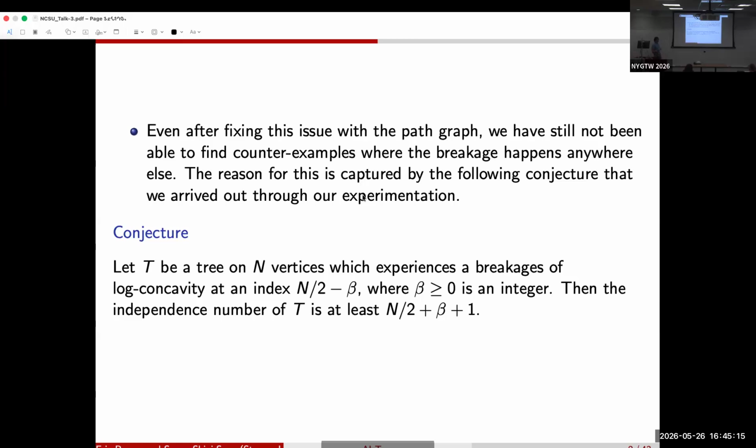I didn't understand that. Yeah, so again, the further away from n over 2 that I'm looking for breakage, the larger the independence number has to be to compensate. So if I want to find breakage at n over 2 minus 3, my independence number needs to be at least n over 2 plus 4. Do you mean n plus beta plus 1 or n over 2? N over 2.